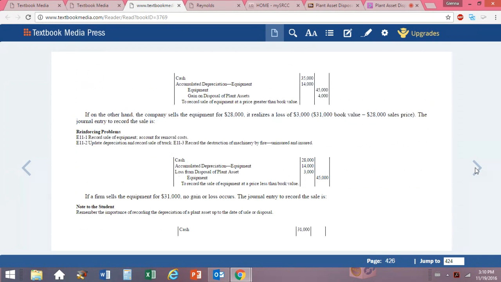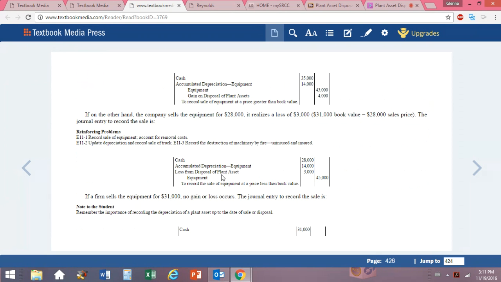So don't get too hung up on trying to figure out this gain on disposal of assets. Put in the cash that you're given, take the equipment off the books, take the depreciation off the books, and then what you had to have to balance this entry was $4,000. It's a credit, so it's a gain. Remember, revenue is a credit, so that's a gain.